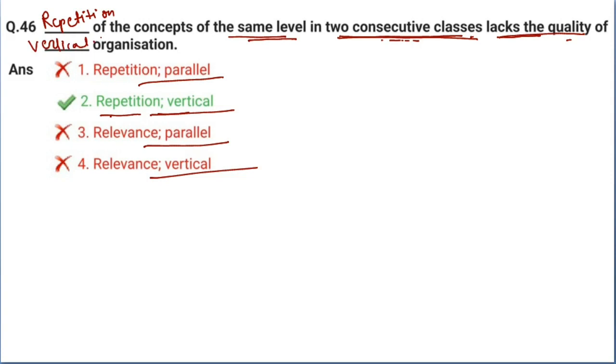There should not be repetition of the same type of concept in two consecutive classes, because repetition of a concept at the same level in two consecutive classes does not lead to vertical organization; it lacks the quality of vertical organization. Okay.